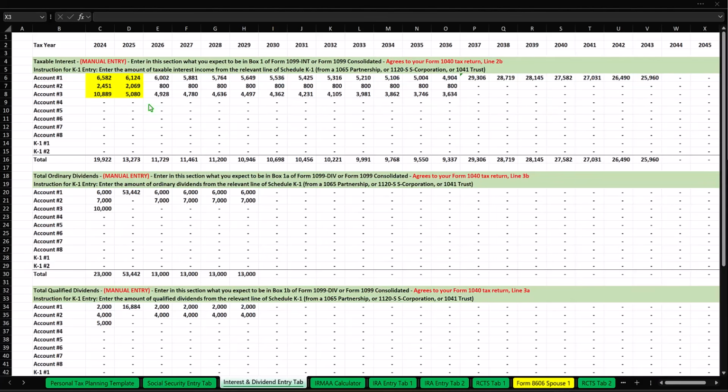Now, when we're talking about the reweighting of your portfolio out of equities and more into fixed income as you approach and enter retirement, the way something like that might be visible right here in the interest income entry area is that at some point as your portfolio gets rebalanced into fixed income, we would expect to see an increase in the amount of projected taxable income reported going out into the future.